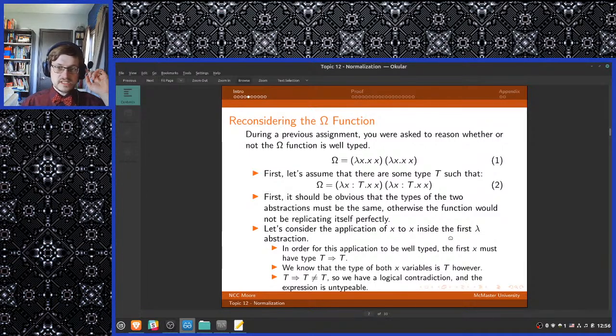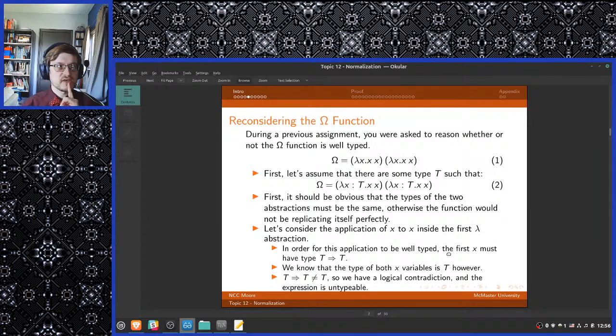So, in order for this application to be well typed, the first x must have type t yields t. We know that the type of both x variables is t, however, and t cannot equal t yields t. We have a logical contradiction, so the expression must be untypable.